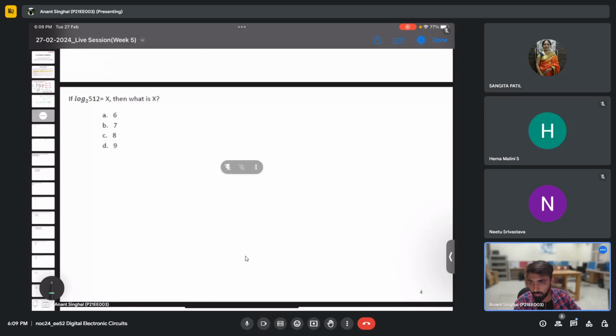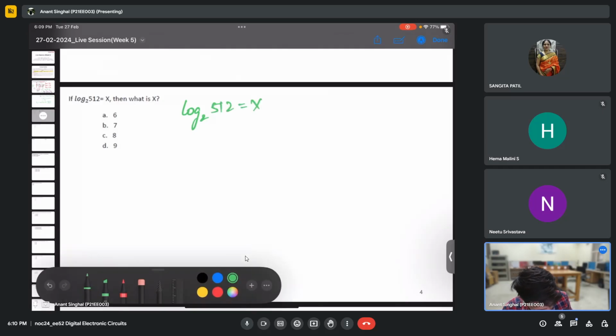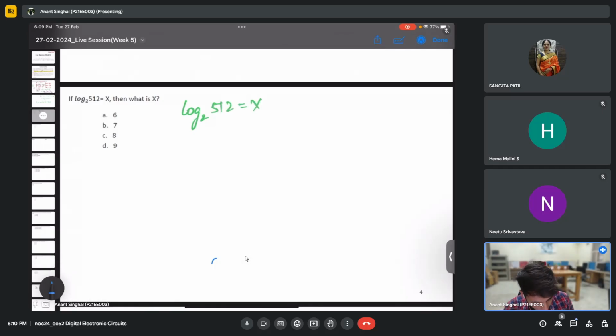Okay, so we have our answer. Now it is a very basic question. For this, we need to know the basic properties of log. I will write all the properties of log. If there are two variables that are getting multiplied, they will be getting split. The base will remain the same.